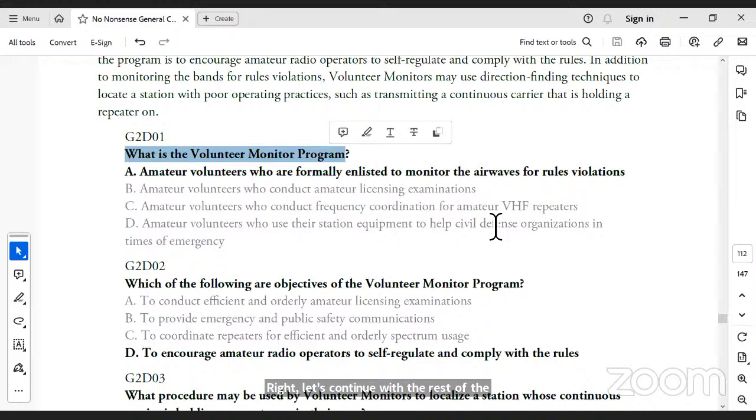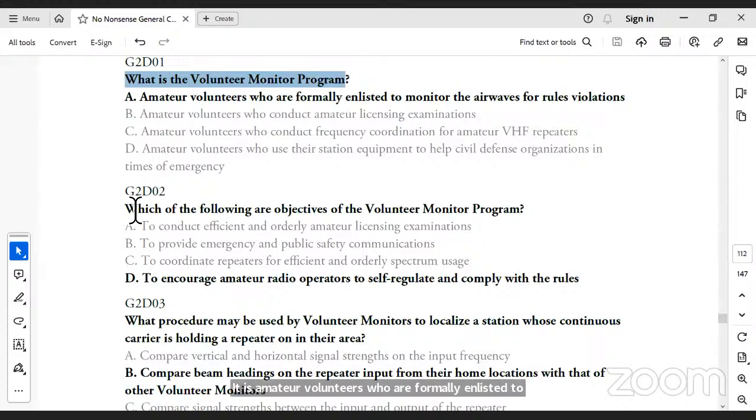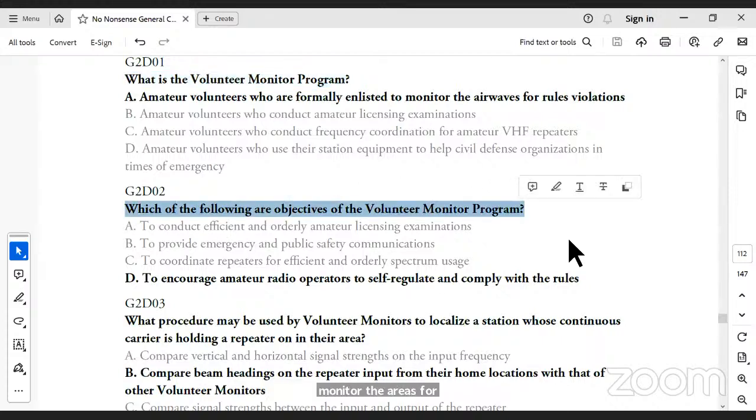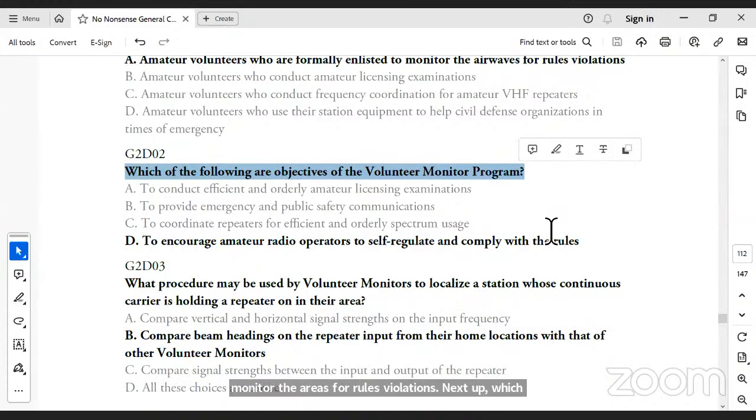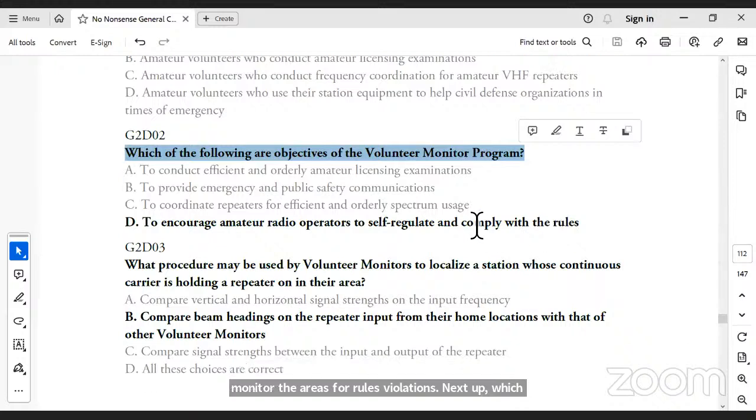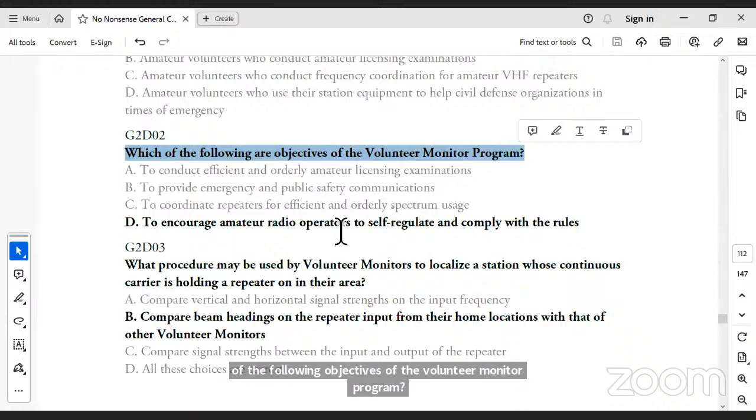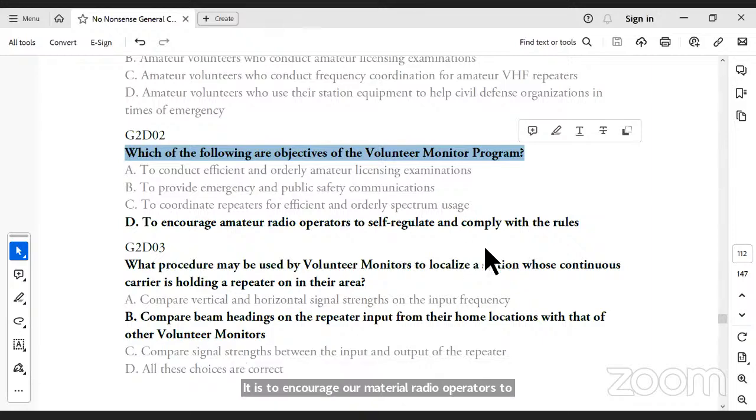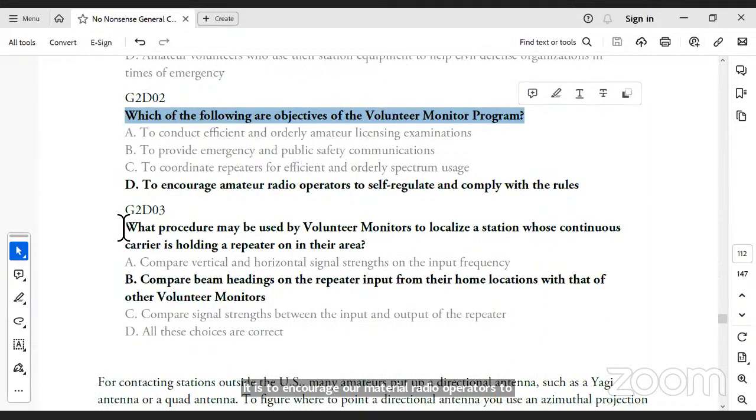What is the volunteer monitoring program? It is amateur volunteers who are formally enlisted to monitor the airwaves for rules violations. Next up, which of the following are objectives of the volunteer monitor program? It is to encourage amateur radio operators to self-regulate and comply with the rules.